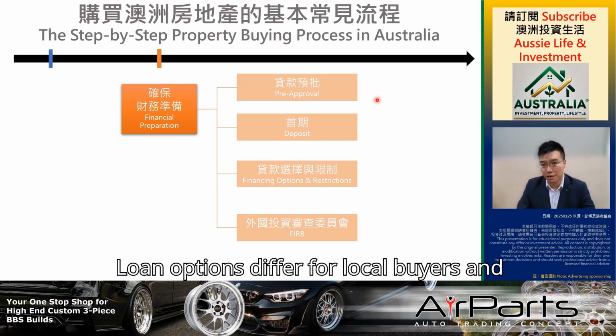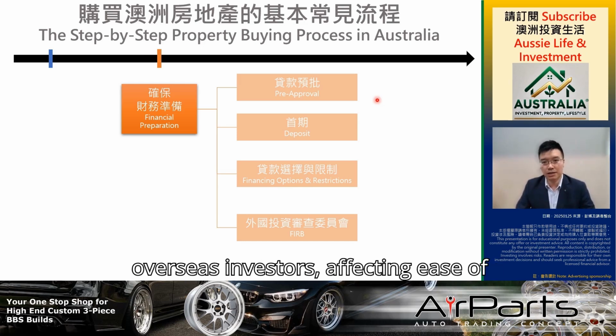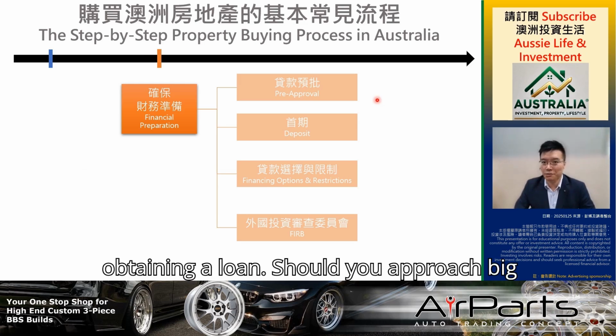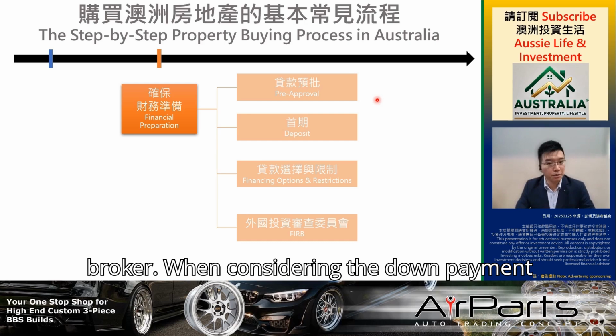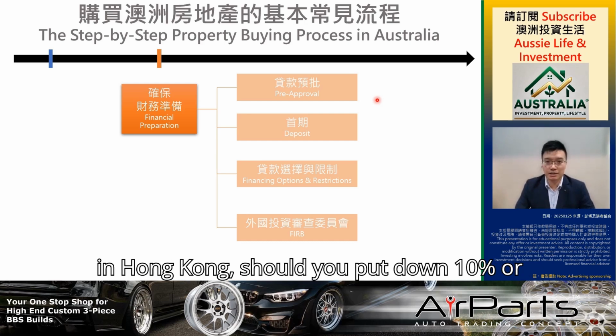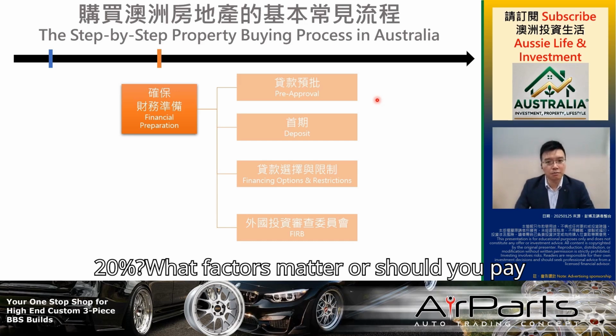Loan options differ for local buyers and overseas investors, affecting ease of obtaining a loan. Should you approach big banks directly for a mortgage or use a broker? When considering the down payment in Hong Kong, should you put down 10% or 20%? What factors matter? Or should you pay more?